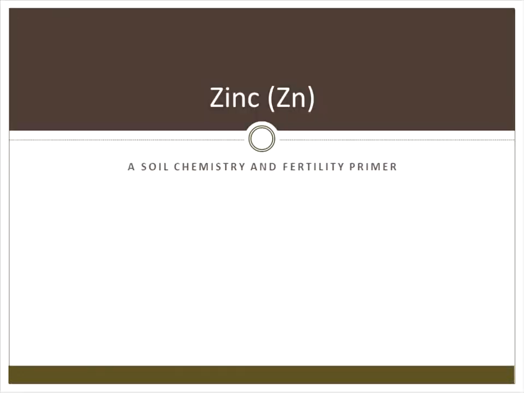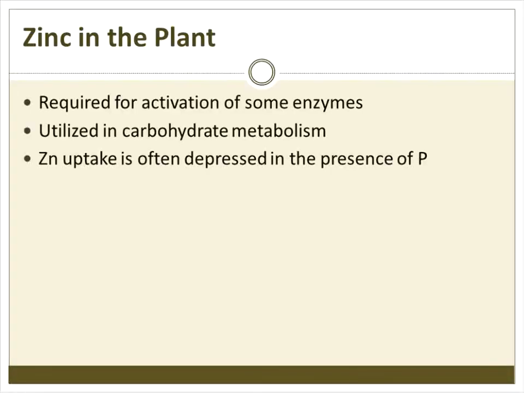Let's look at zinc. Again, it's one that's used in activation of enzymes. It's used in carbohydrate metabolism. An interesting thing about zinc is, and I don't know that we're really seeing this much in North Carolina yet, but as you get into really, really high concentrations of phosphorus, you can have what's called preferential uptake, in which you can actually have a phosphorus-induced zinc deficiency, because the plant is luxury consuming phosphorus at such high levels it can't take up zinc.